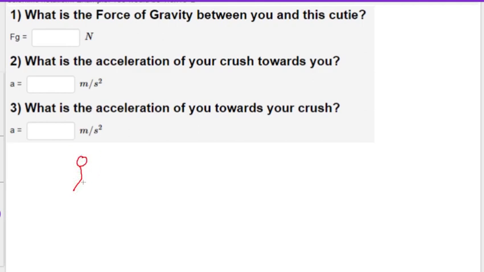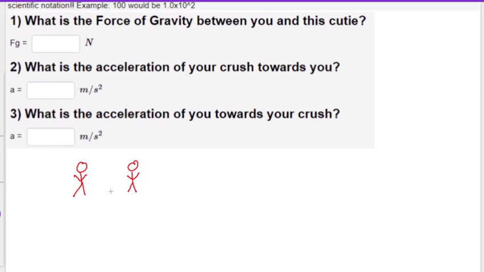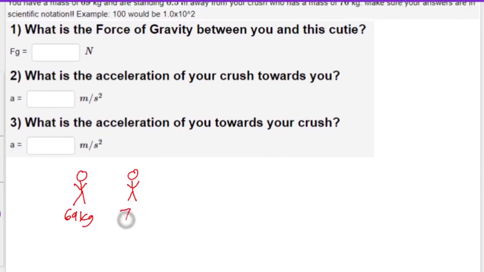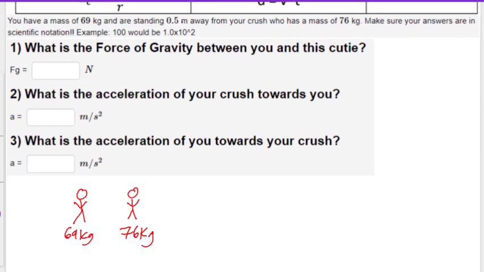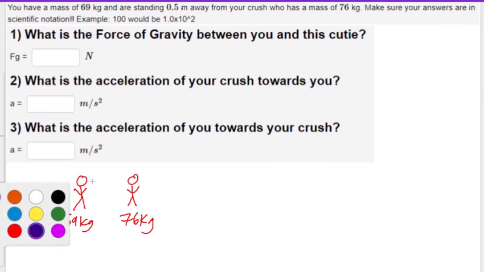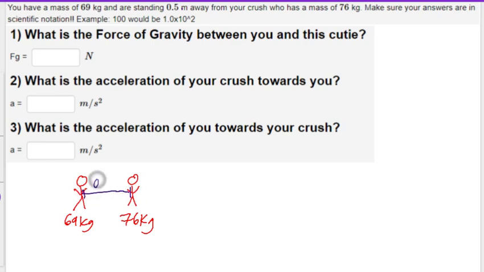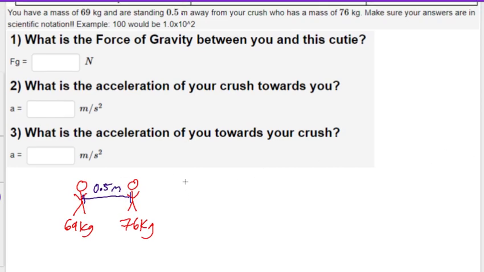So if this is you, and this is the cutie. We said that you have a mass of 69 kilograms, so I'll write that down here. And your crush has a mass of 76 kilograms. It also tells us that you are 0.5 meters away. So the distance between your centers, I guess we could just say your belly buttons in this case, is 0.5 meters. So if we want to figure out the force of gravity, we're going to need our force of gravity equation.